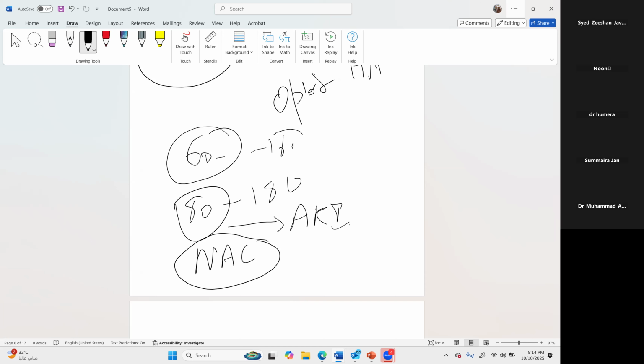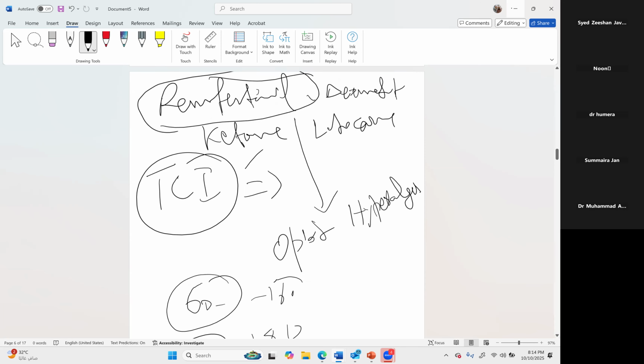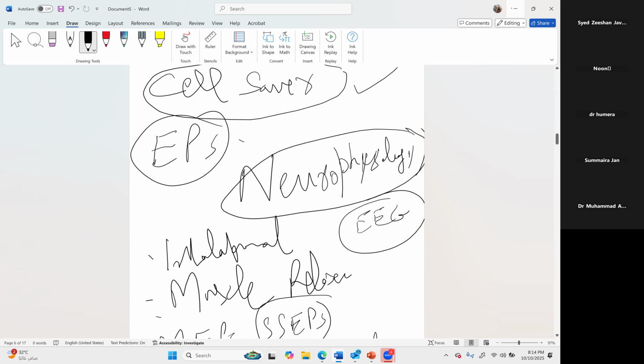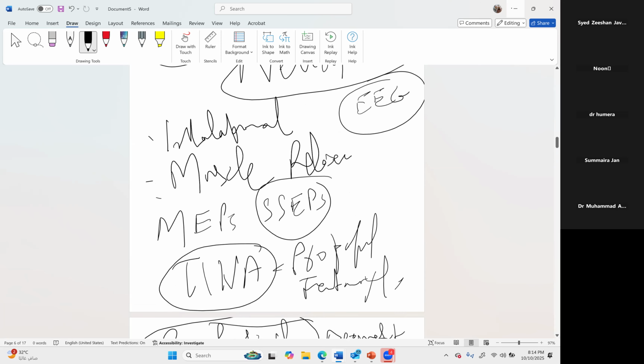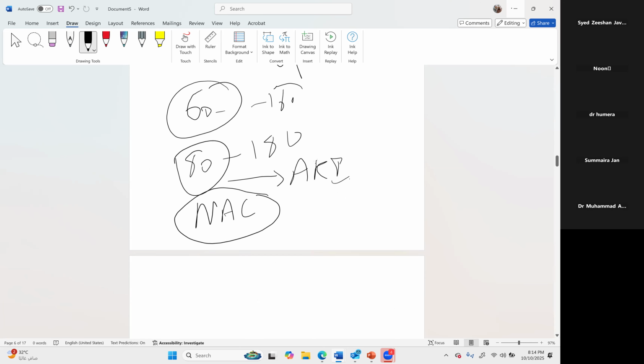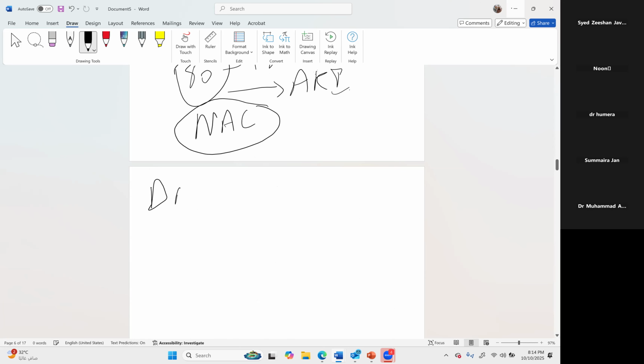Another thing, bleeding. Can we use diuretics at the end of surgery for urine output? Just tell me, what is the role of diuretics? Sir, to reduce volume overload.